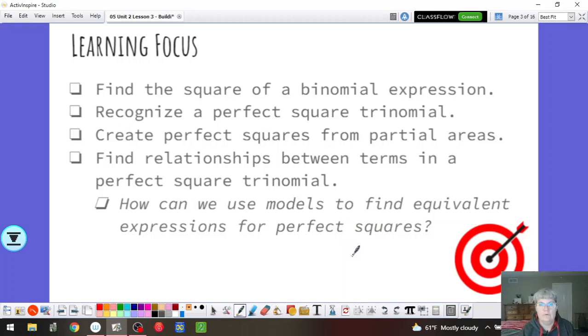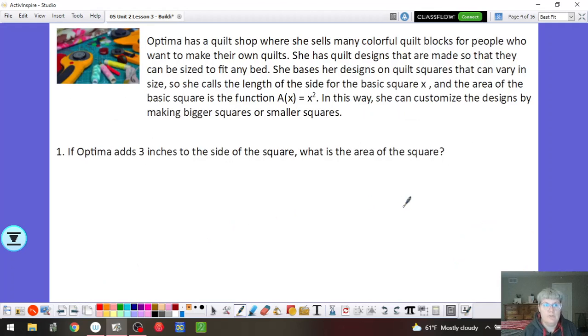So, what's our focus in this lesson? To find the square of a binomial expression, recognize a perfect square trinomial, and create perfect squares from partial areas. We're also going to find relationships between terms in a perfect square trinomial. And how can we use models to find these expressions for perfect squares? So let's go back to Optima.